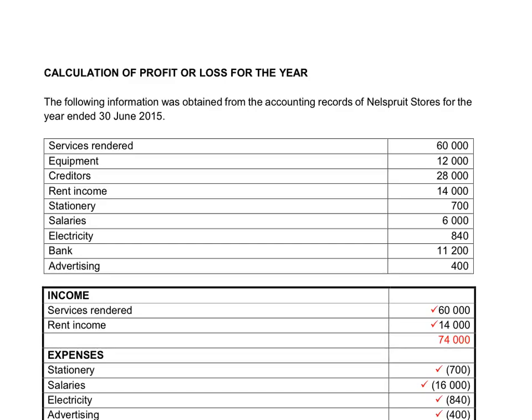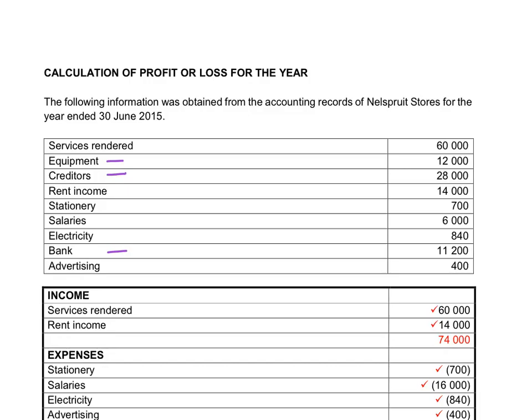Good morning. We will pay attention to the calculation of profit or loss for the year. The following information was obtained. Equipment is an asset, creditors is a liability, bank is an asset. You can't use assets and liabilities to calculate the profit or the loss.